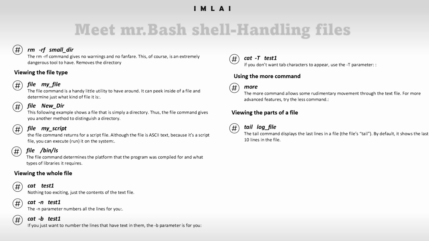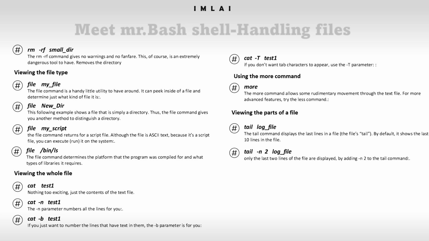So the first one is the tail command. The tail command displays the last lines in a file. By default, it shows the last 10 lines in the file. You can change the number of lines shown by including the n parameter. In this example, only the last two lines of the file are displayed by adding 2 to the tail command.